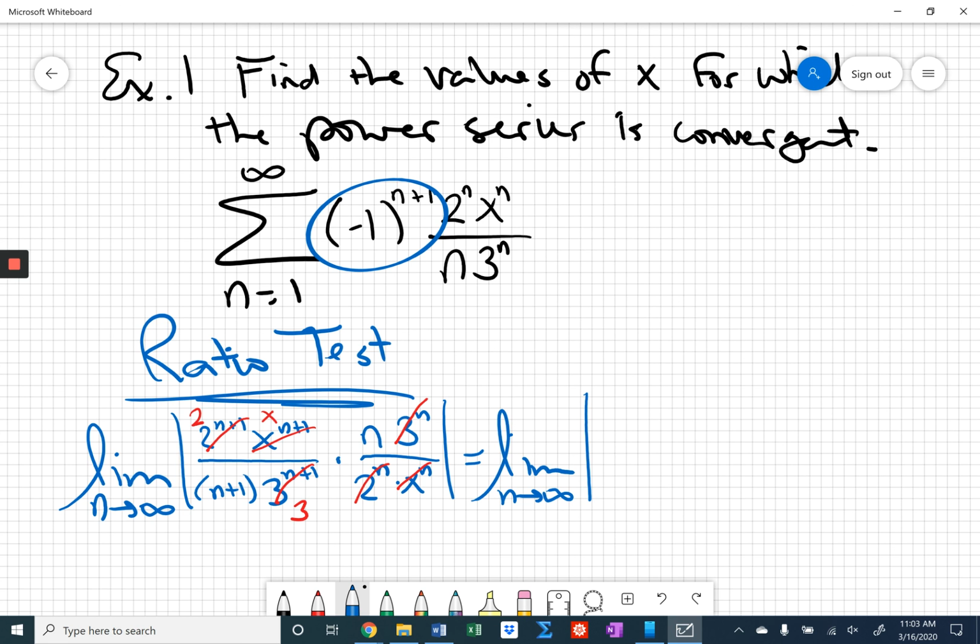I can't drop the absolute value yet, even though I didn't use that (-1)^(n+1) term way back up from the original expression. I still don't know the sign of x. x could be negative, and that could cause the quantity to become negative, and I need these absolute values still to be there. So what's left? I got 2 in the numerator. I have an n in the numerator and an x. In the denominator, I got a 3 and the quantity n plus 1, like this.